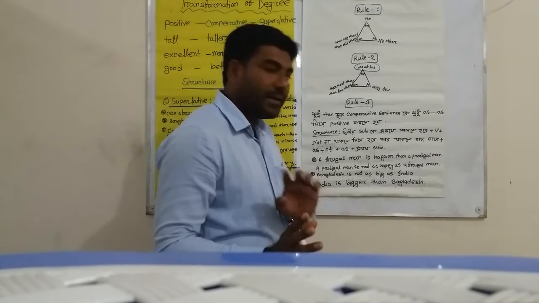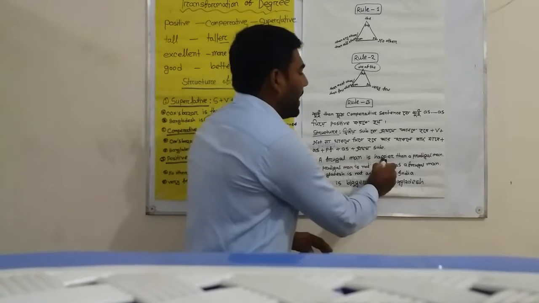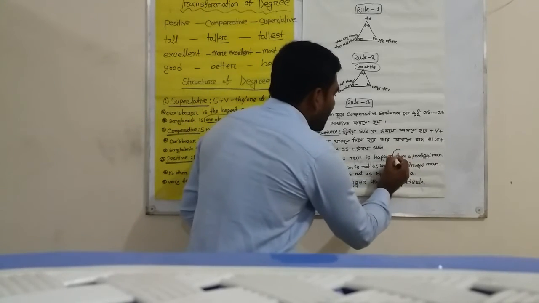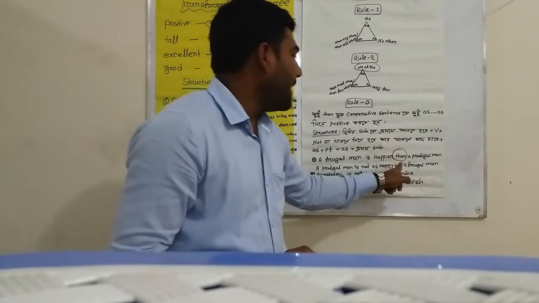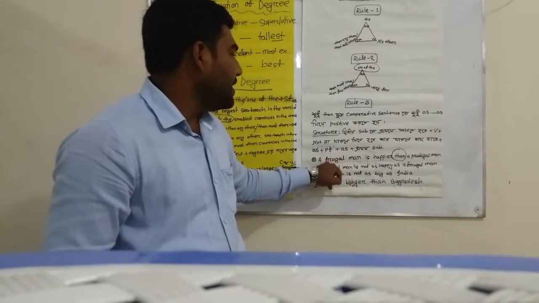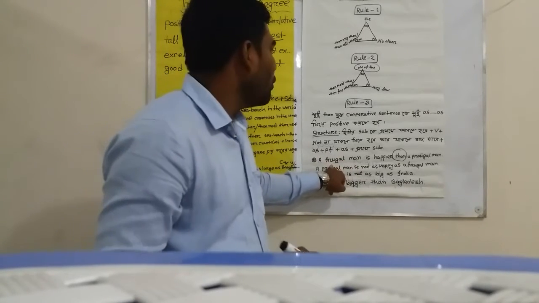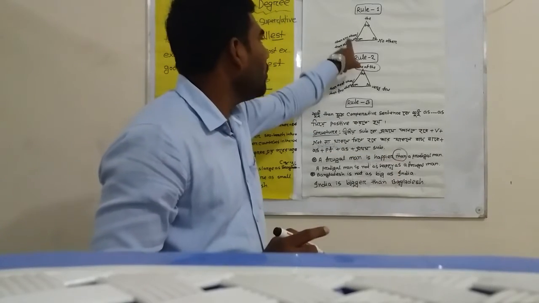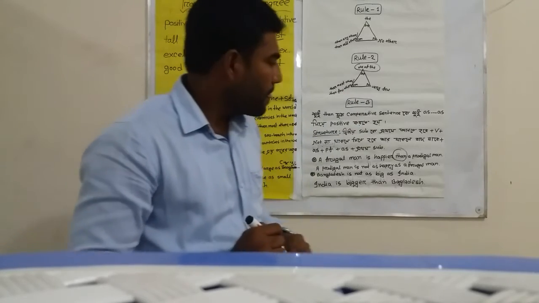Suppose you can see here an example. A frugal man is happier than a prodigal man. Please be careful. There is only then. By seeing this then, you can identify that this comparative degree comes from the rule 3 because there is only then, there is no then any other, there is no then most other.